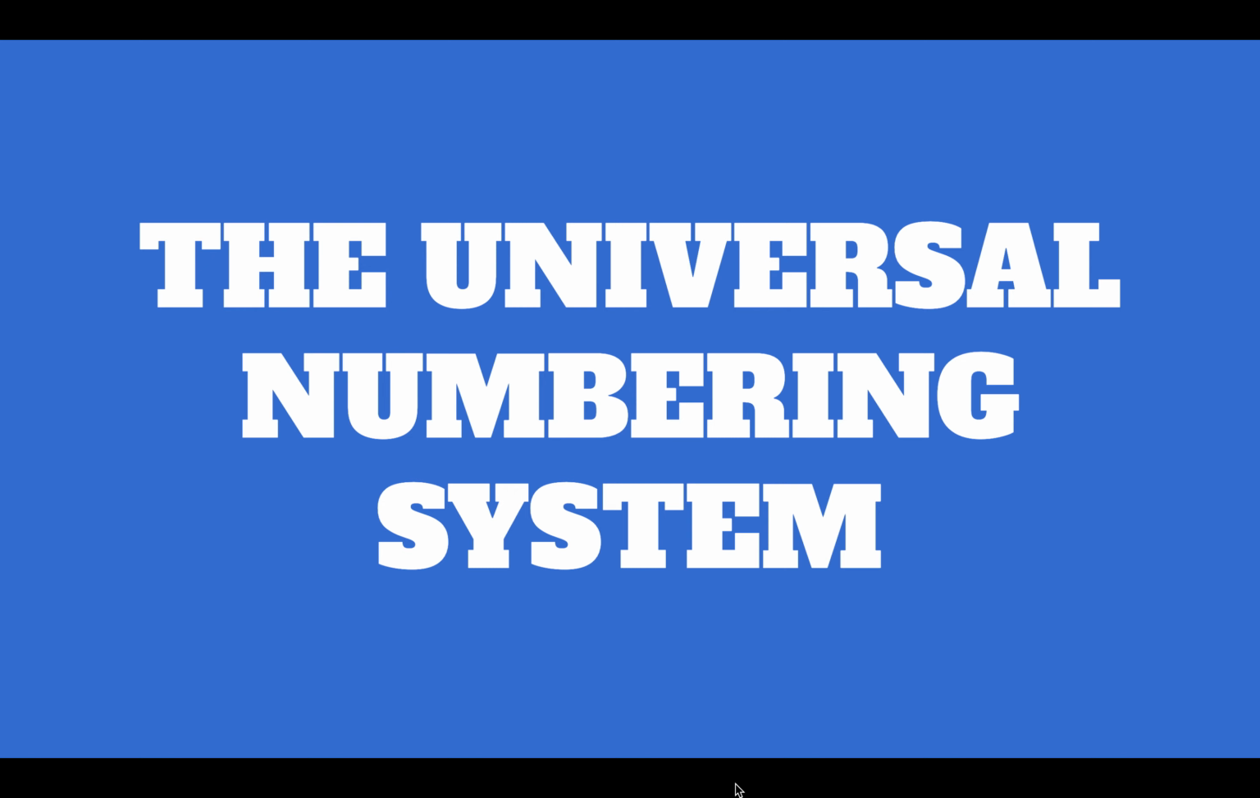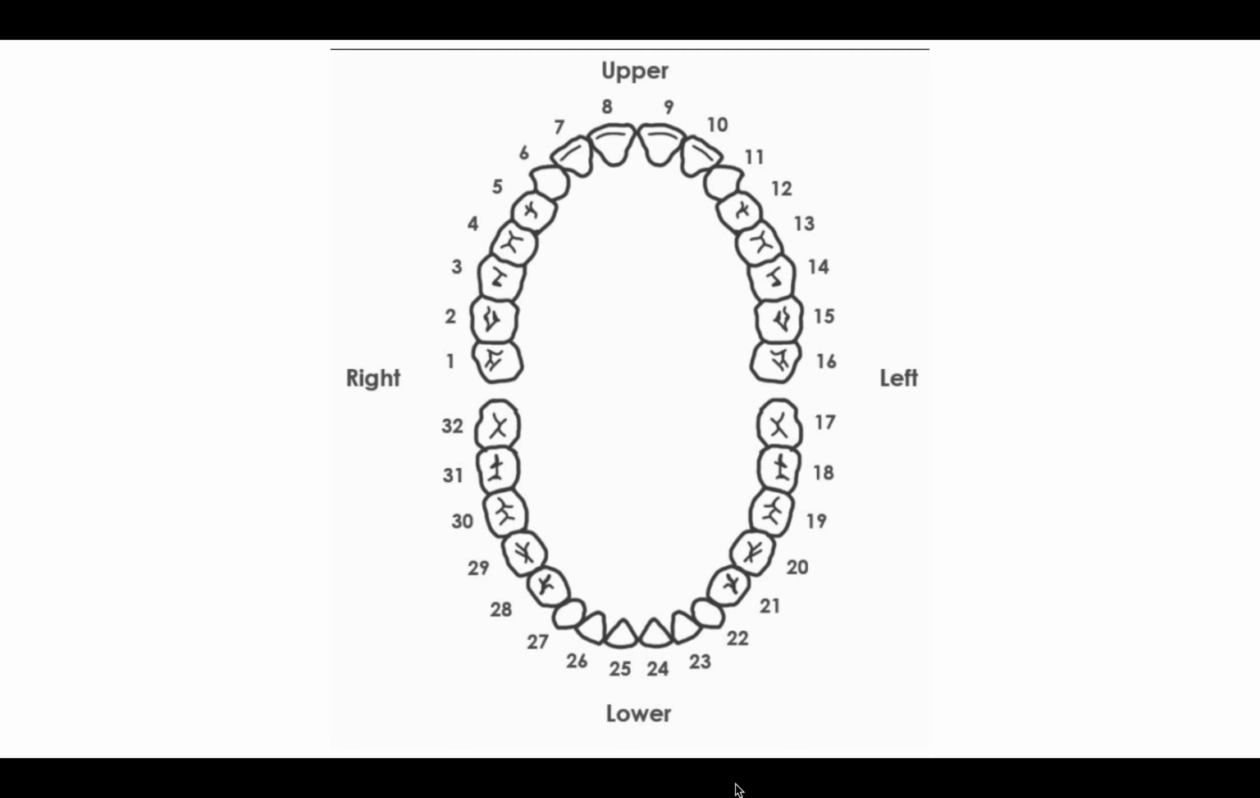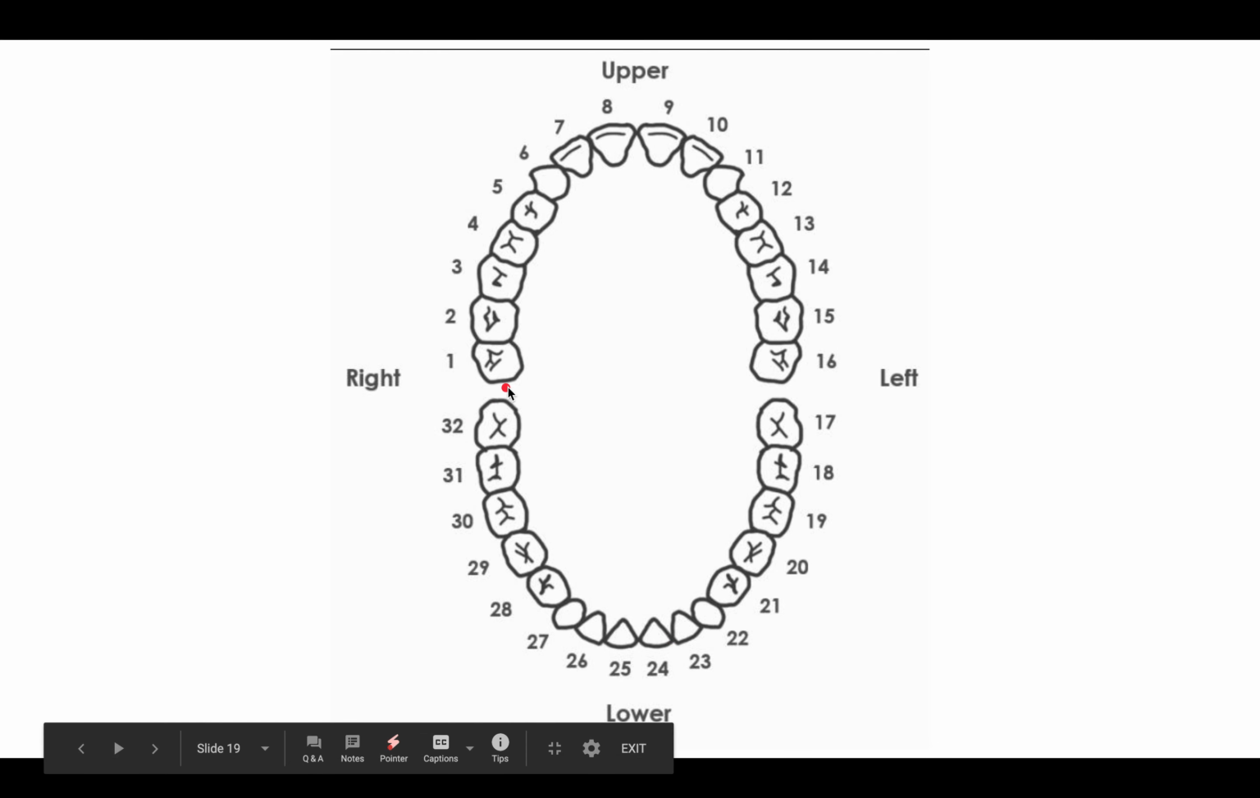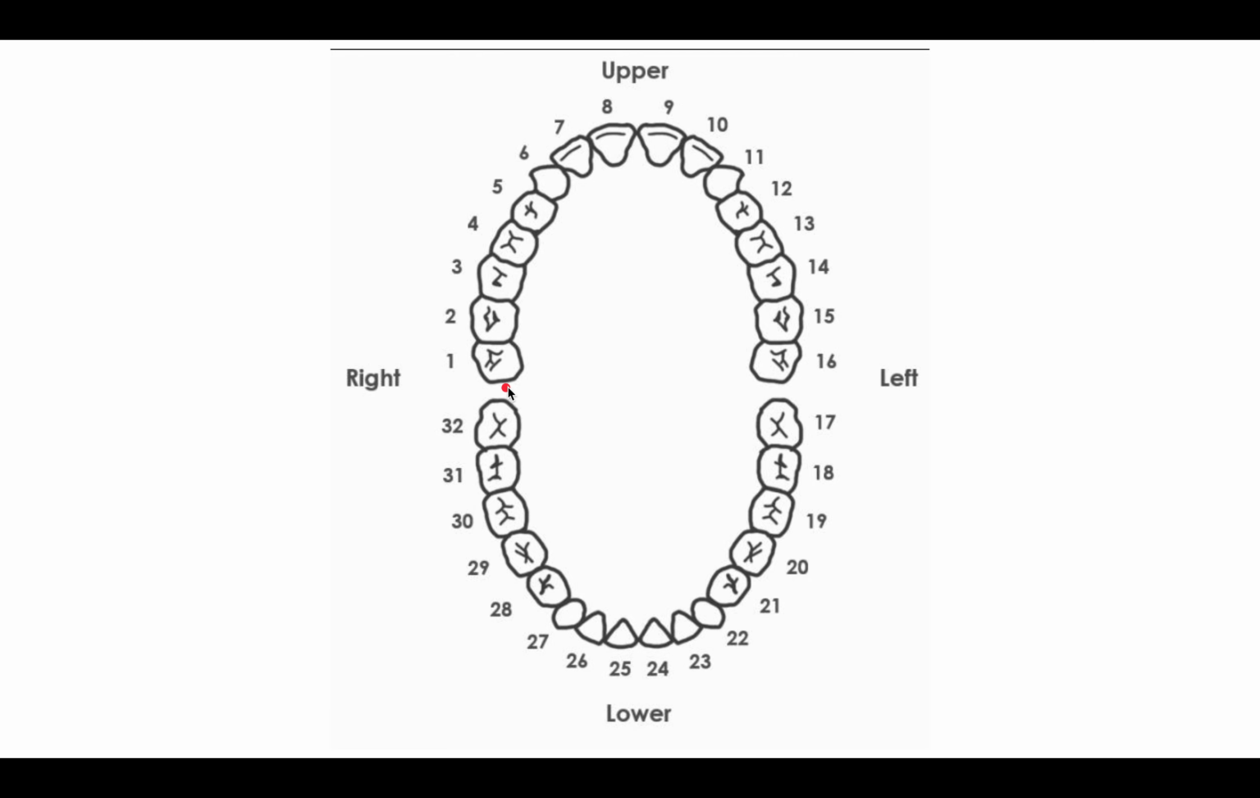Okay, now back to the numbering system. When dealing with the universal numbering system, we have to keep in mind the difference between the two dentitions, and this difference is apparent in notation. Let me show you what I mean. Here we have a permanent set of teeth, and you can see there are 32 of them. We start with the third molar in the maxillary right quadrant and move in a clockwise direction until we reach the mandibular right third molar, aka tooth number 32.